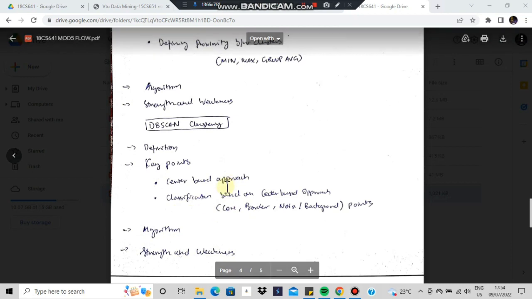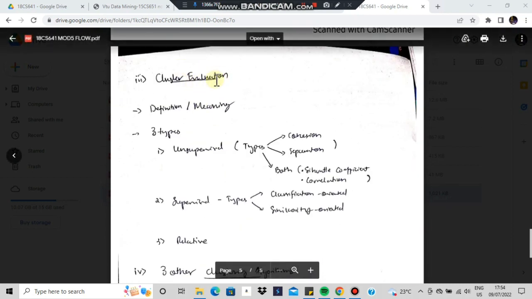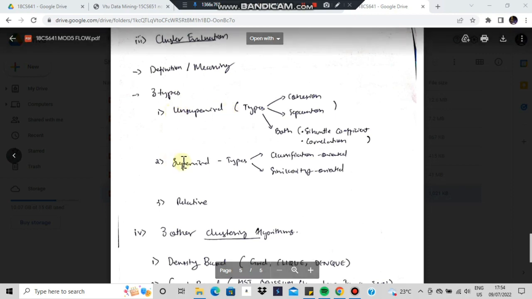That's what it is there in the second chapter. In third chapter we have cluster evaluation. There are three methods of it: unsupervised, supervised, and relative, and they have the separate types of it as well.